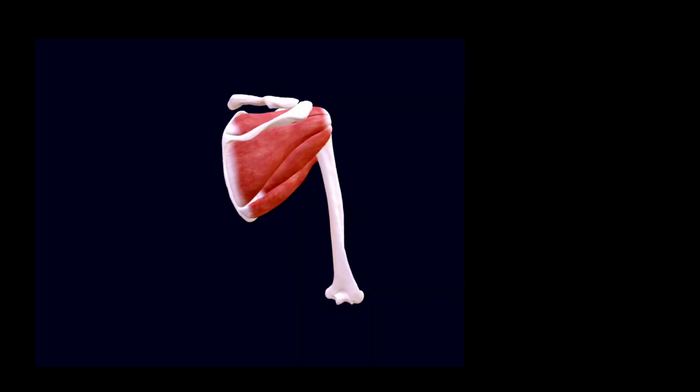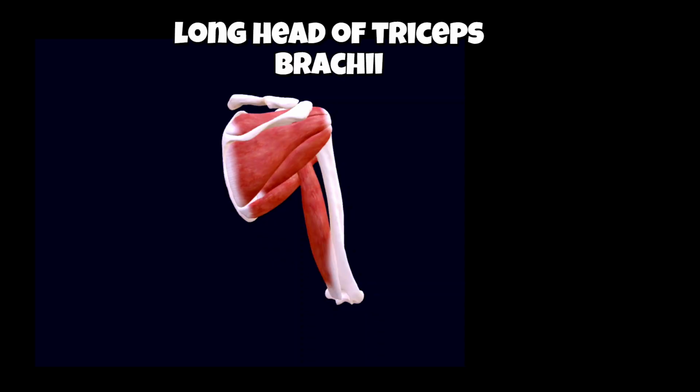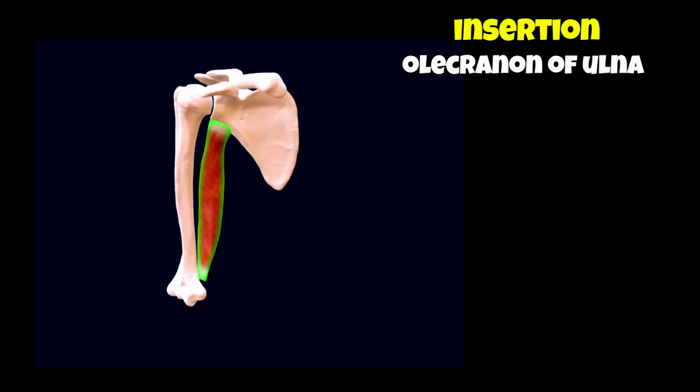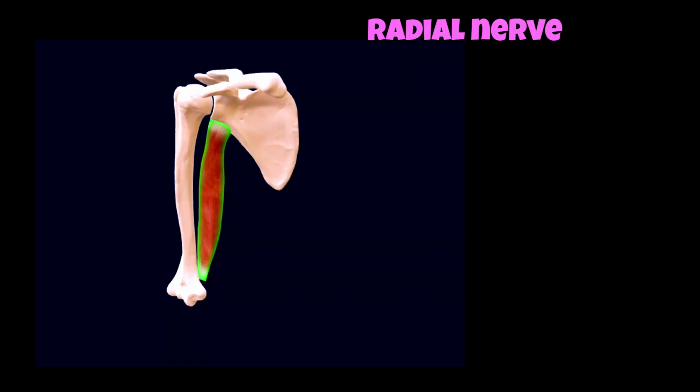Before we dive into the spaces, we need to meet one key muscle that forms the borders: the long head of the triceps brachii. It originates from the infraglenoid tubercle of the scapula and runs almost vertically down the arm to join the other two heads of triceps, inserting onto the olecranon of the ulna. It is supplied by the radial nerve and extends the forearm at the elbow, but its real importance here is architectural. This vertical column divides the region into triangular and quadrangular windows, which are our spaces.